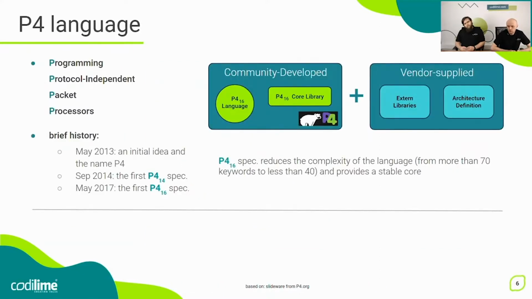P4 stands for Programming Protocol Independent Packet Processors. It comes from the paper published in 2013, where the idea of P4 language was originally described. The syntax of the language is similar to the C language, I would say, but P4 as such is less flexible than C. For example, some constructs present in C, like loops, are not available in P4. And so far, two versions of the language have been released. The first one was called P4-14, and the second one is known as P4-16.